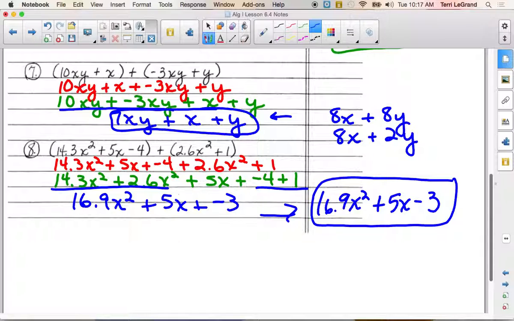What's true about like terms? What has to be true? They have to be the same. The variable parts have to be exactly the same. So when we have xy right here, is that the same as an x and a y that are being added? No, because this is an xy that's being multiplied. So this one matches up with this one because they're both being multiplied by each other, aren't they? So these two are like terms. The 10xy and the negative 3xy, they're like terms.